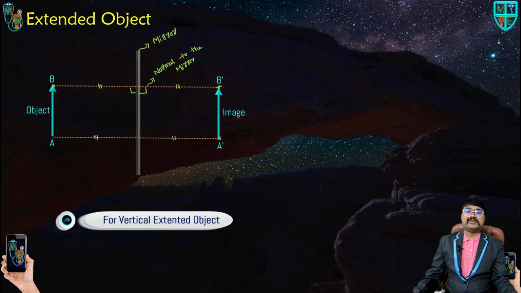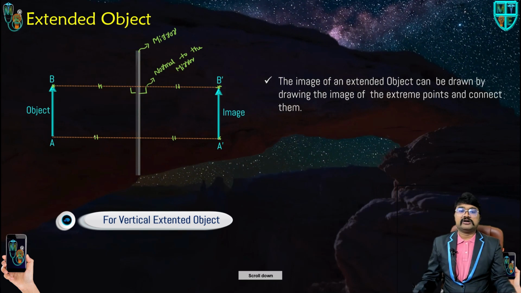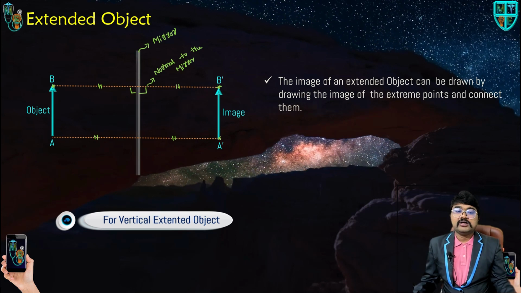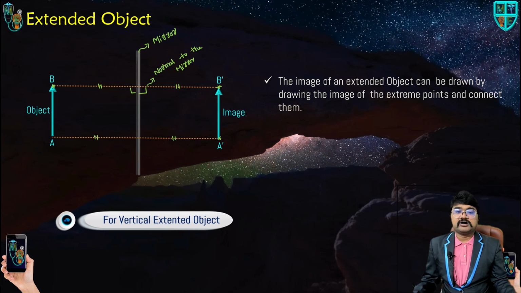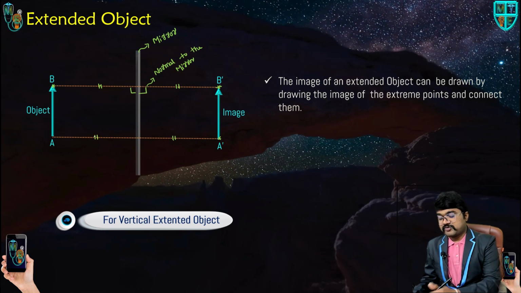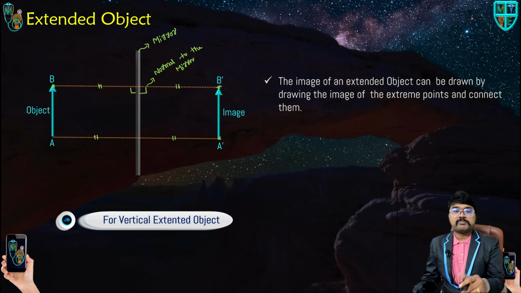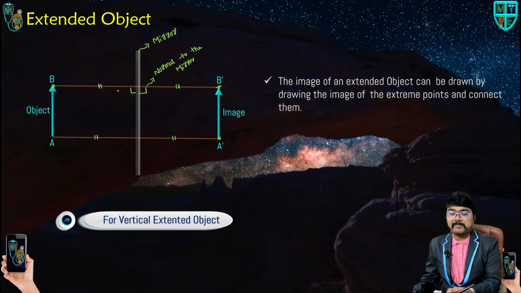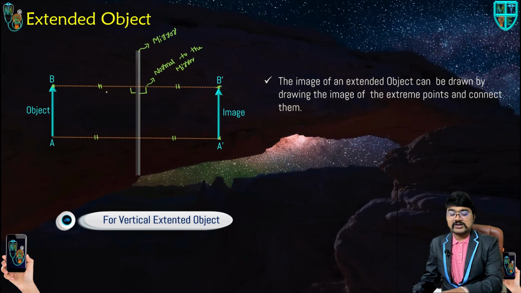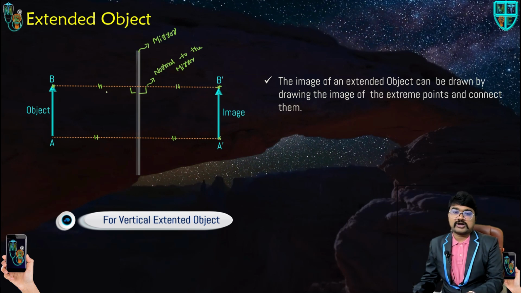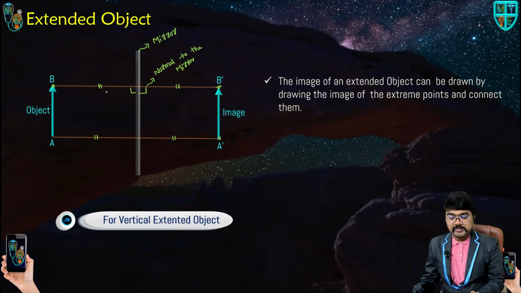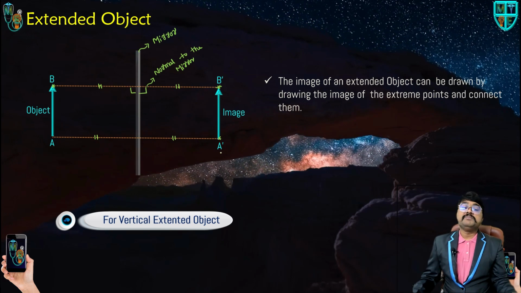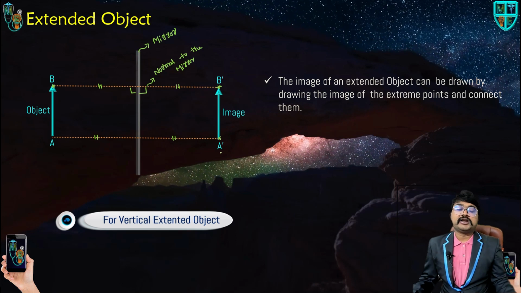So image formed for the extended object. The image of the extended object can be drawn by drawing the image of extreme points and connect them. Understood now? So from extreme points, you have drawn perpendiculars, then you can join those two, and by applying this perpendicular bisector, mirror is the perpendicular bisector of these two normals. By applying that concept, you will be getting A dash and B dash. By that, you will be getting image formed for the extended object.